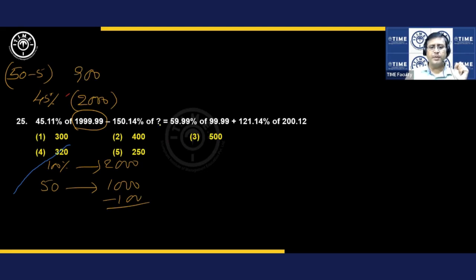Next, 150% of question mark. So 900 minus 150. 150% means 150 by 100. That is 3 by 2 of question mark. Question mark means I am taking K. Equal to 60% of 59.99 means 60%. 60% of 99.99, which is approximately close to 900. So percentage and 100 cancel. That is 60.